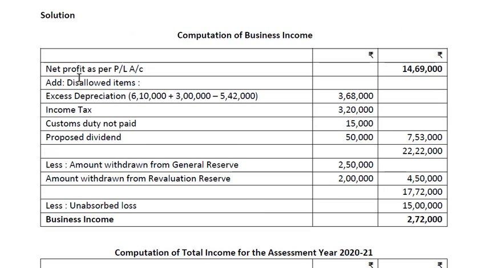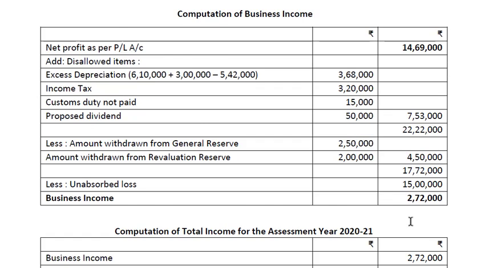Computation of business income. Net profit as per profit and loss account. Add disallowed items: excess depreciation, income tax, customs duty not paid, proposed dividend. Less amount withdrawn from general reserve, amount withdrawn from revaluation reserve. Less unabsorbed loss. So the business income is 2,72,000.